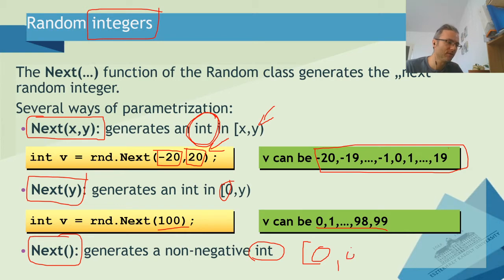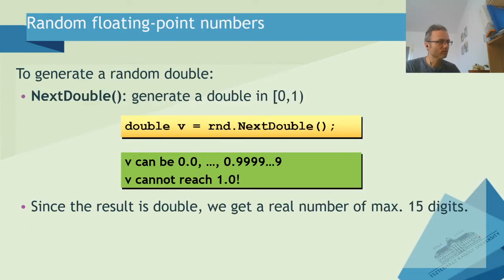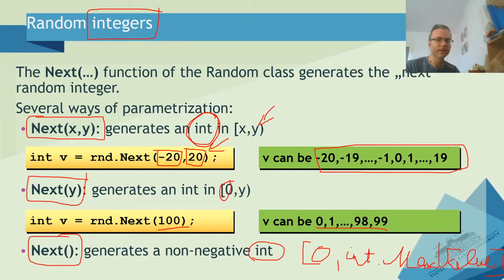It's the int dot max value. The possible largest value for an int. I cannot write like this. Int dot max value. Yeah, this is the highest possible value for an integer. Great. Okay then. So this is how you can generate integers. There are 3 ways in the .NET framework.